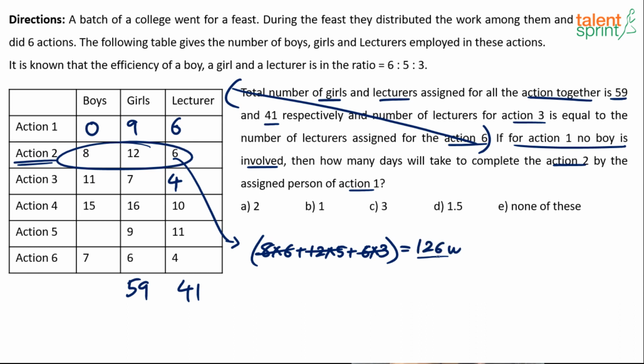The same 126 has to be done by whom? By this group. This 126 units has to be done by this group now. Yes or no? Let's assume they take D days into D days, right? Number of days is D. So this 126 units of work is to be done by, now how many boys? 0 boys. So 0 into 6 is 0 anyway, plus 9 girls into 5 units per day and 6 lecturers into 3 units per day into D. Try and find out.